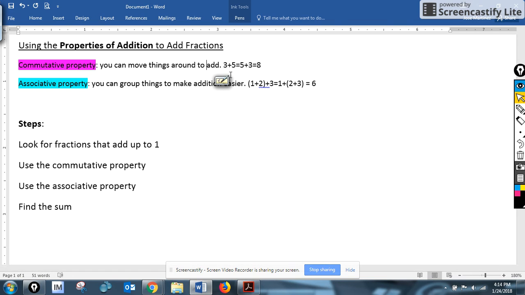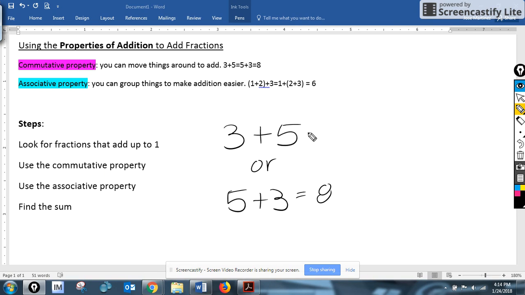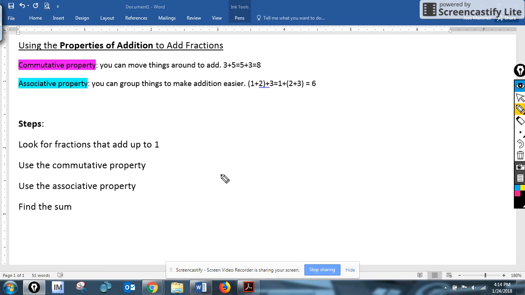3 plus 5. If I decided to switch them around into 5 plus 3, they would still equal 8. That wouldn't change my answer at all. Let me show you in a much bigger picture. If I were to do 3 plus 5, or switch them around as 5 plus 3, they would still both equal 8. This will also work if you have something like 3 digits, 3 addends.